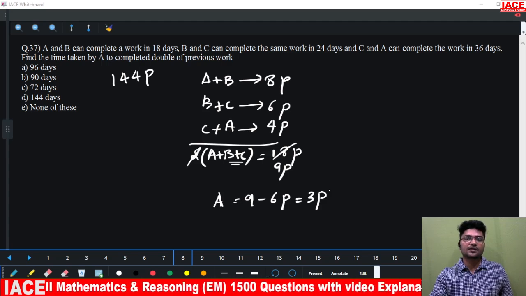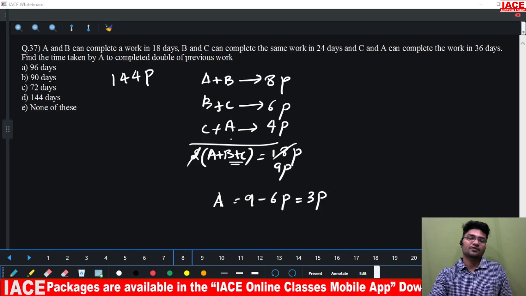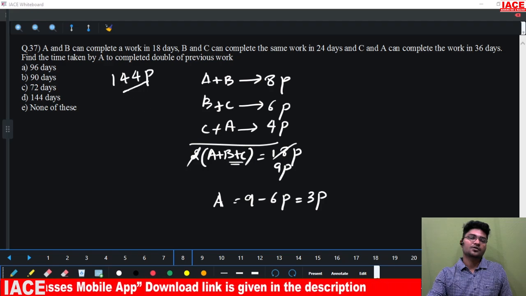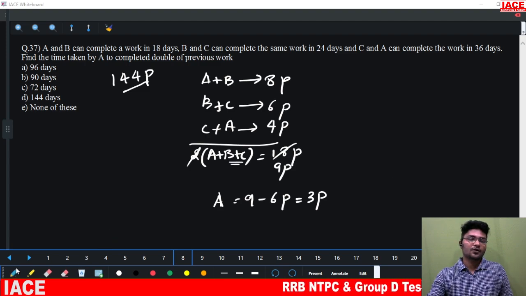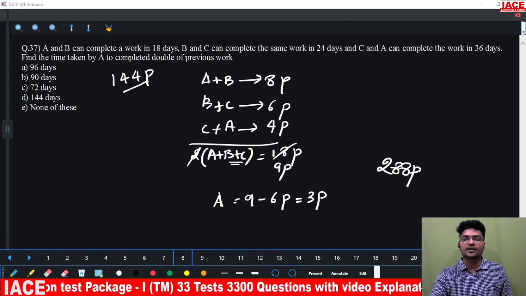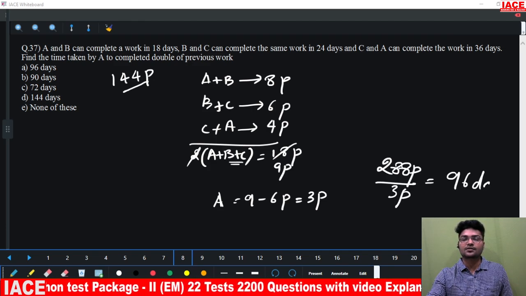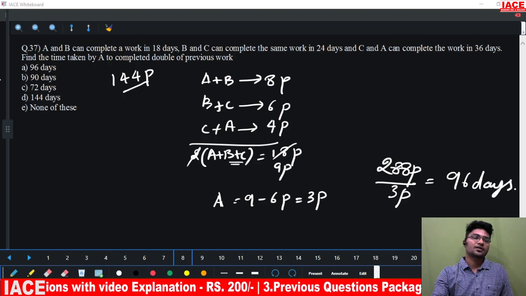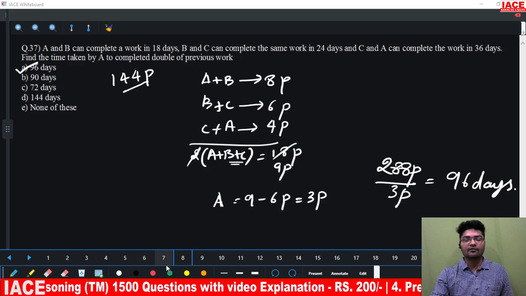Now how many days he will take to complete double of the previous work? Previous work was 144 parts. So double of this means how much? 288 parts. Double of the previous work means 288 parts divided by 3 parts. This gives us how much? 96 days. That means option A would be our correct answer.